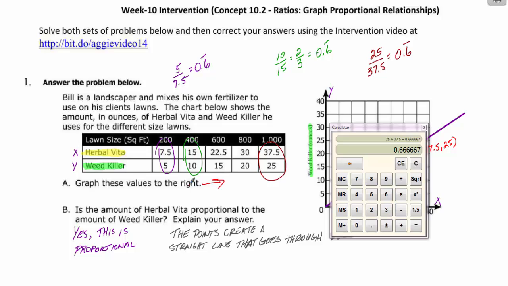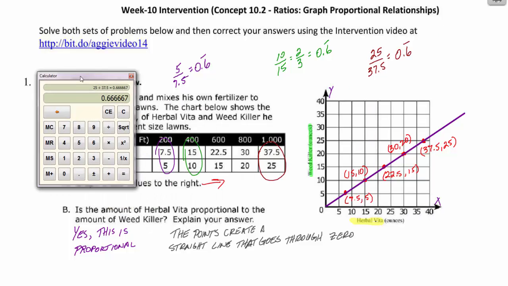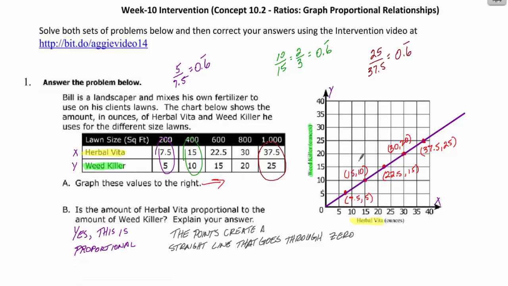So again, as long as they create a straight line, like these points created, or you test it by testing all the proportions, and we didn't test the 22.5 and the 15 or the 30 and the 20, but they would come out with the same 0.6 if you divided the y by the x. You know you have a proportional relationship.